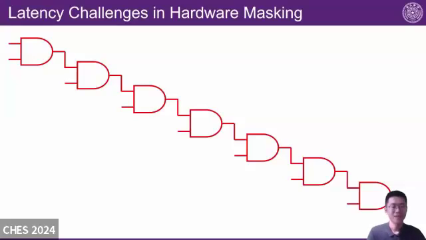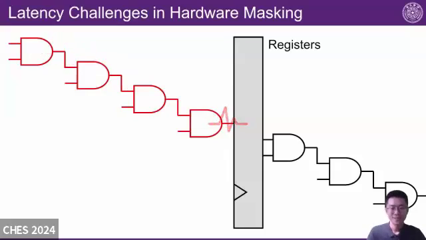To mitigate the impact of glitches on security, the most common approach is to insert registers. Registers can block glitches, but this comes at a cost. Tasks that originally took 1 clock cycle now may take 2 clock cycles after adding this one stage of registers, and may take 3 cycles with 2 stages of registers, and so on. This can result in the circuit's latency multiplying several times over.